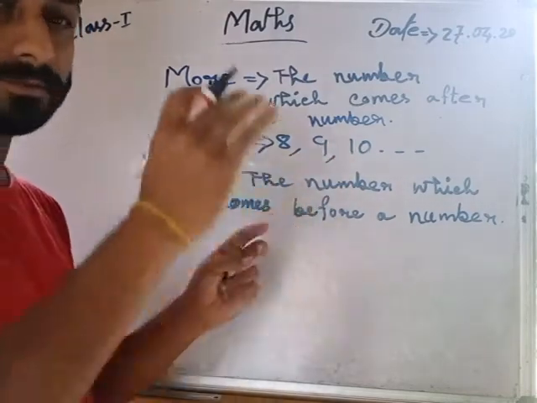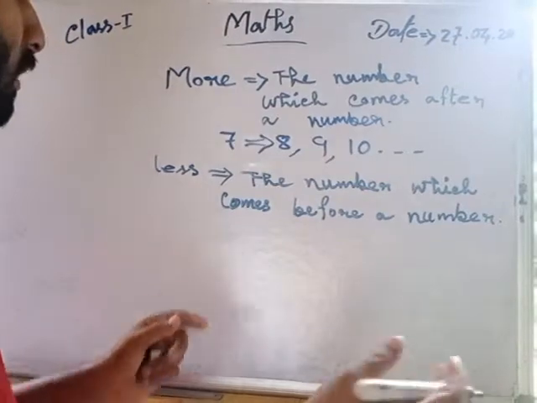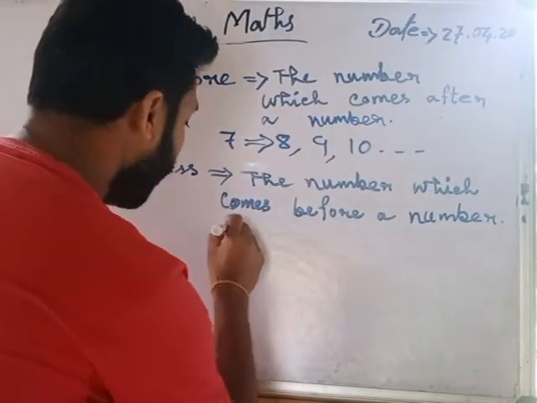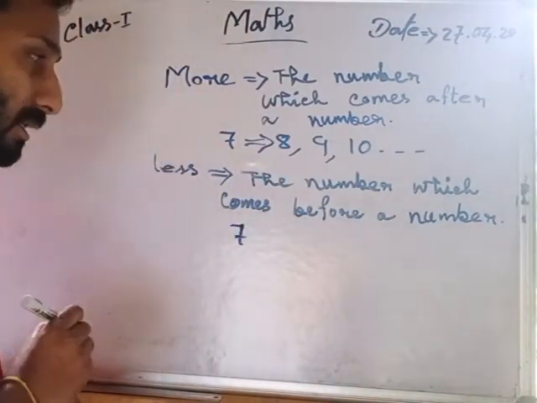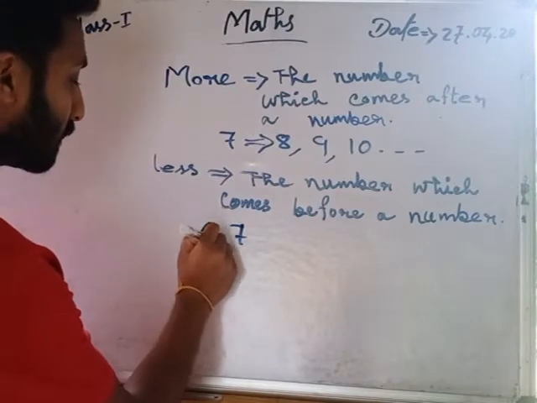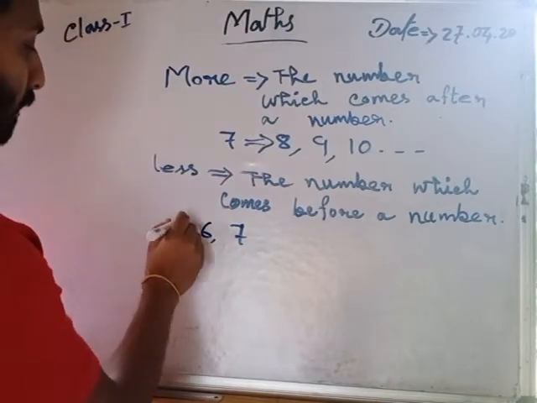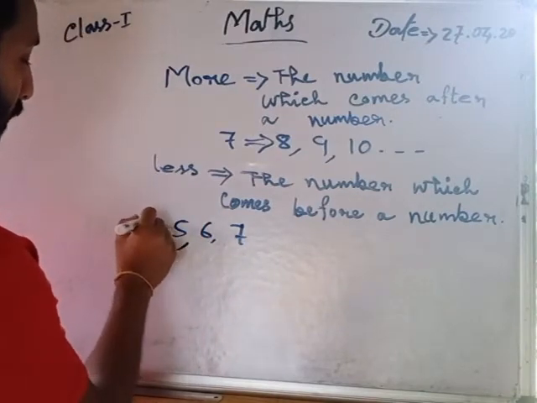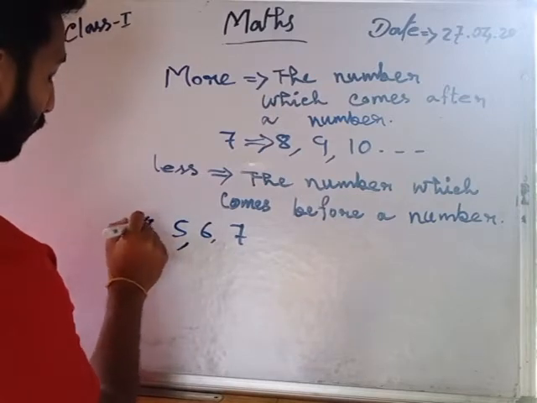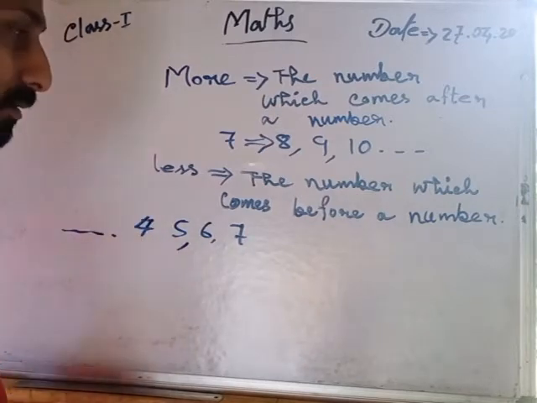Less means small, or before the number. If it is 7, the less than 7 numbers are 6, 5, 4, 3, 2, and so on.